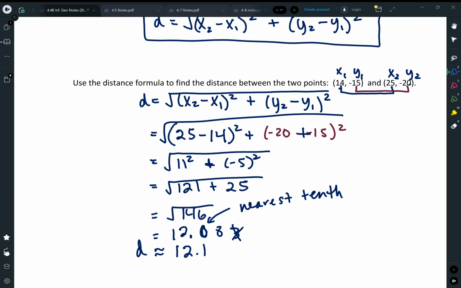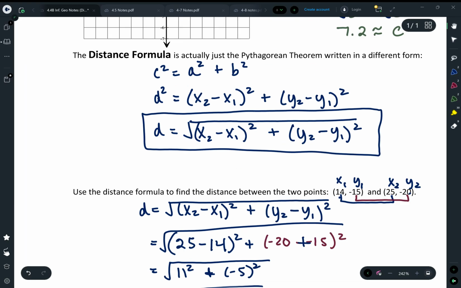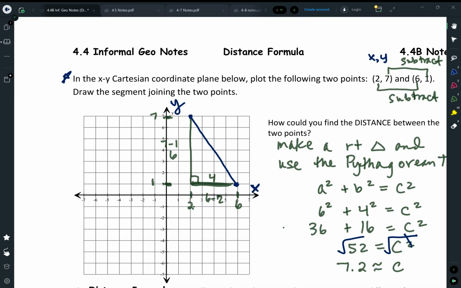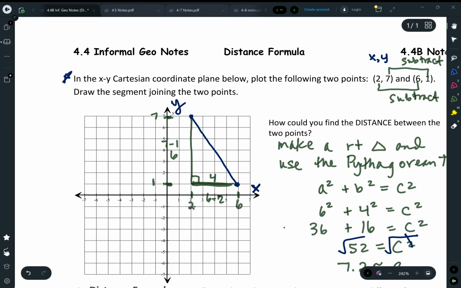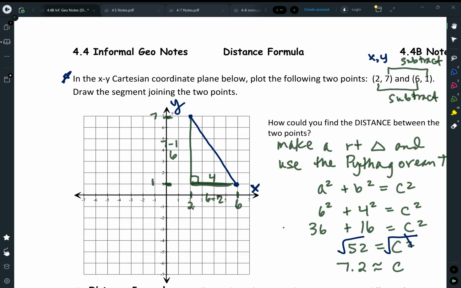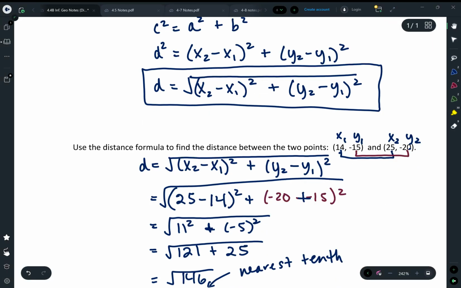So the big main ideas today are just, hey, we have a formula that we can use to find the distance between 2 points if we graph them. We could draw it out and use the Pythagorean theorem, or we could go ahead and just use this distance formula and not have to do any graphing. So the distance formula and how to use it is really our main focus for the day. As always, if you have any questions, please make sure you ask.